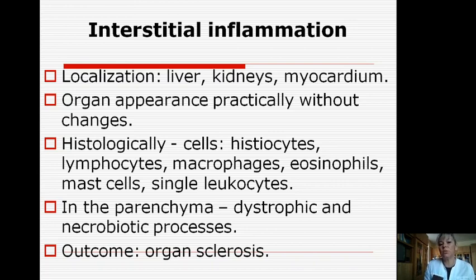Histologically, we see accumulation of many proliferative cells between cardiomyocytes, hepatocytes, and nephrocytes. What can we see? Accumulation of histiocytes, lymphocytes, macrophages, eosinophils, and many other cells. As a result, in the parenchyma, we see dystrophy and necrobiotic processes. And in the outcome, we see sclerosis in the organ: hepatosclerosis, cardiosclerosis, sclerosis of the kidney.